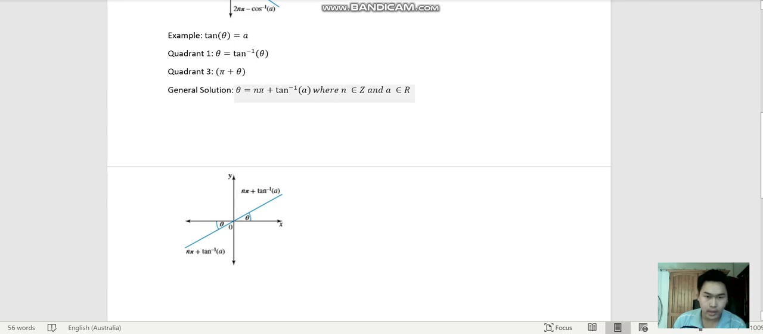Here it says n pi because of the example. For instance, this is pi on 4, this would be 5 pi on 4, this would be 9 pi on 4, 13 pi on 4. That's why it's n pi, adding on one cycle of pi each time. Well, that sort of makes sense.